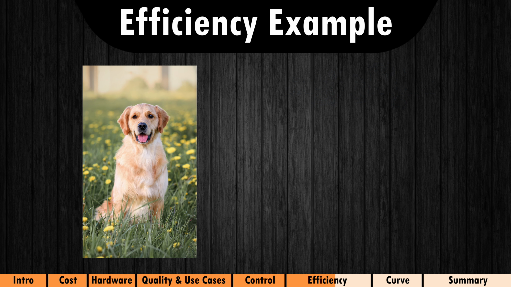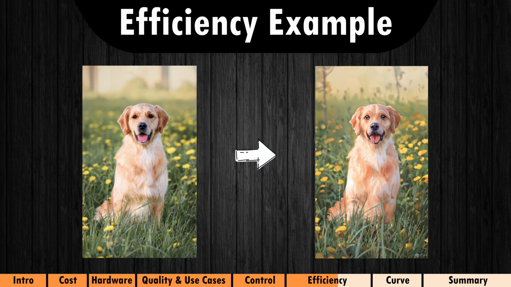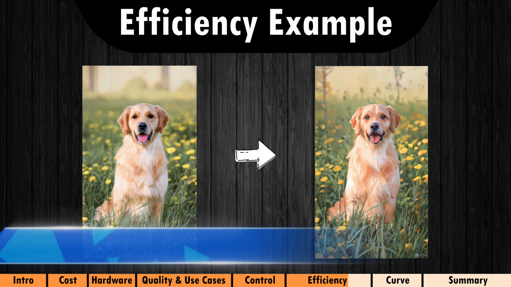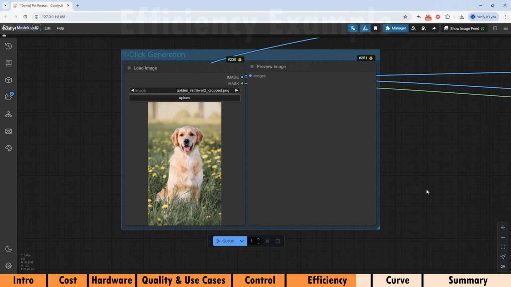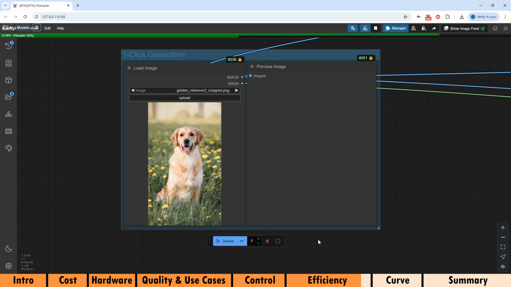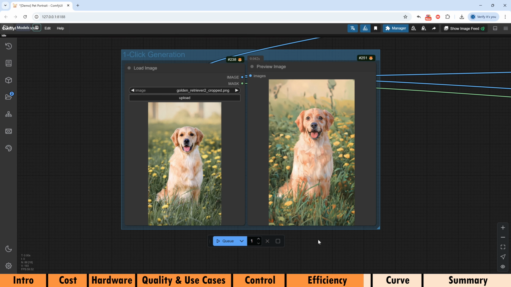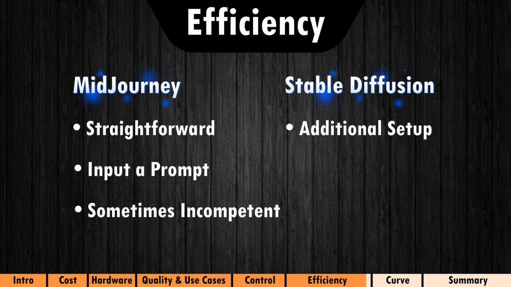Stable Diffusion, however, can accurately recreate a pet's pose, facial expression, and even the background, making it easier to meet specific needs. The downside is that you'll need to spend time fine-tuning parameters, models, extensions, and more. But once you've mastered Stable Diffusion, especially if you set up an efficient workflow in Comfy UI, you can achieve one-click image generation. Therefore, Stable Diffusion can become highly efficient if you master the techniques.